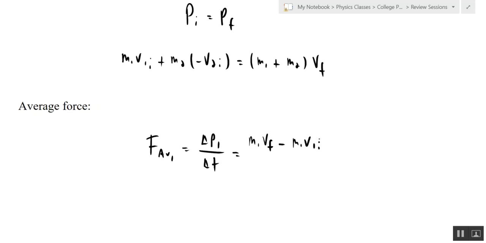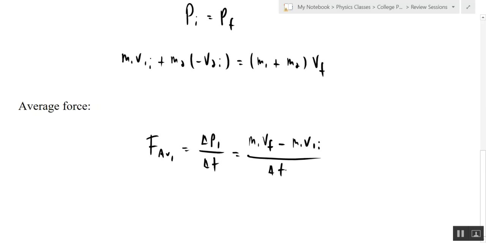Yep. I have a question. The M1 VF is the mass of both of them together? No, they're stuck together, both moving at VF. Right, so I'm saying the M1 VF should be M1 plus M2. No, you're just talking about mass 1. The average force on mass 1 is all you're talking about. Okay, fine. So divided by delta T.